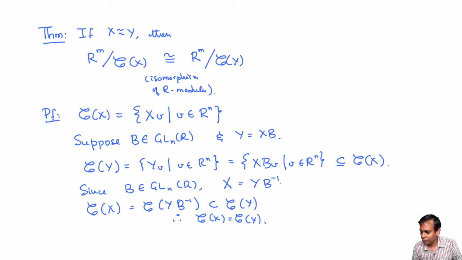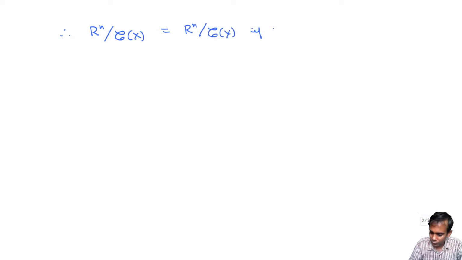So firstly what we see is that R^m mod the column space of X is equal to R^m mod the column space of Y if Y is equal to X times B, where B is in GL_n(R). So this is one side of the notion of equivalence, that Y is X times B. What about the other side?